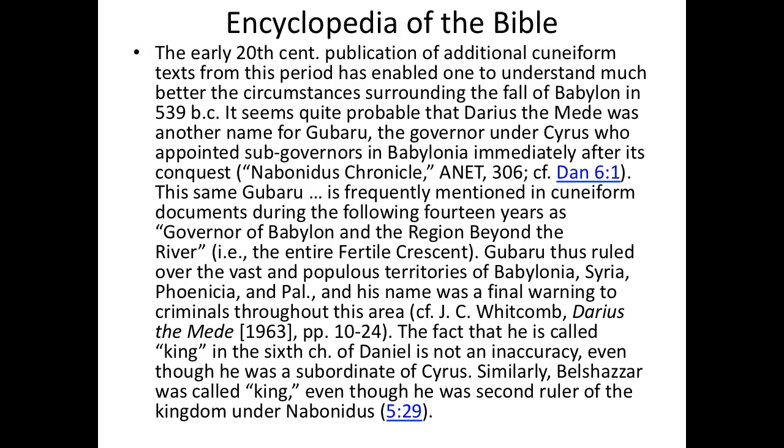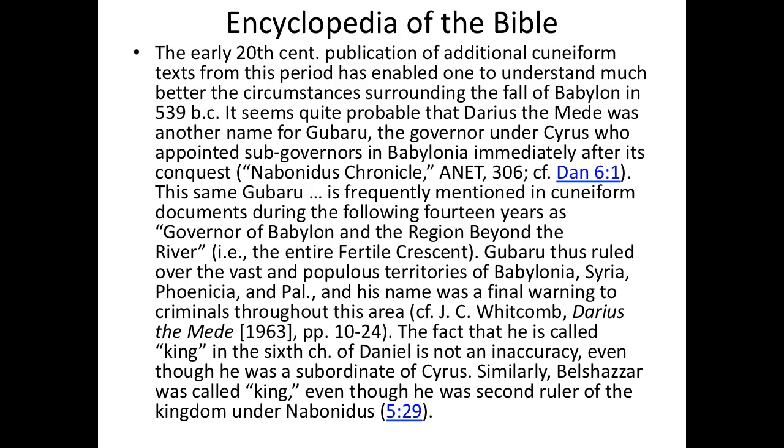So Gubaru thus ruled over the vast and populous territories of Babylonia, Syria, Phoenicia, and, I don't know what this is supposed to be, Palestine. But Palestine didn't exist back then, not by that name, so I'm not really sure. It could be that he's over what would later become Palestine.